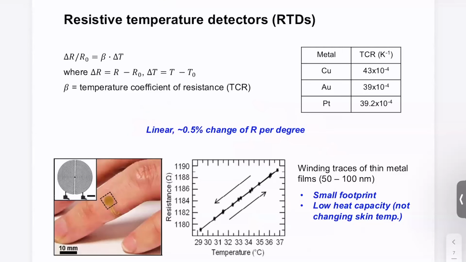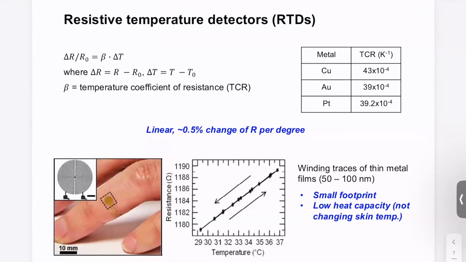Temperature. So there are several different methods. The first one is called resistive temperature detectors, RTDs. These are essentially resistors made of metals. So I will first show you the relationship, then we will figure out why and how it works.